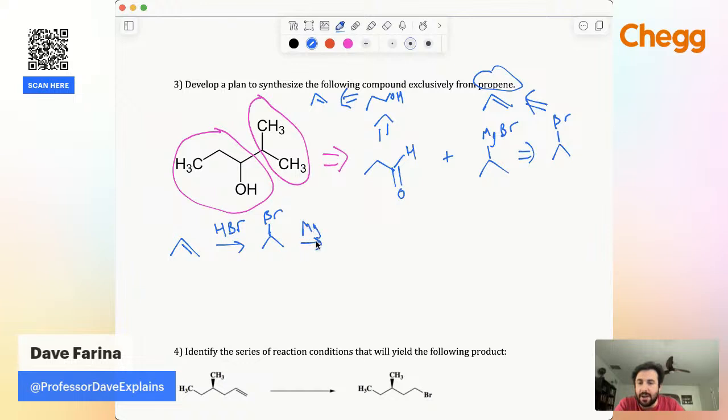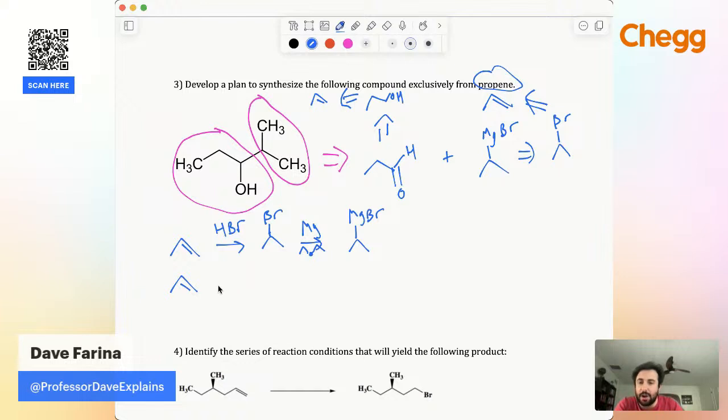Let's do magnesium in diethyl ether and get our Grignard reagent. So we've gone from propene to our Grignard reagent, which is one of the two things that are going to react to give the product that we want. Okay, now we got to do the other one.